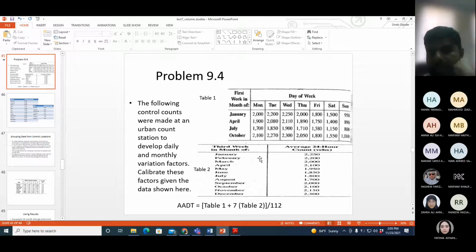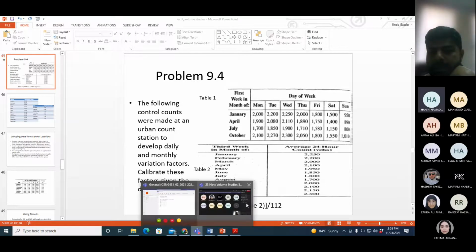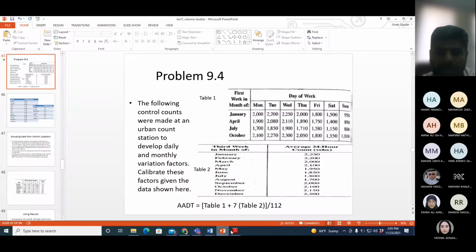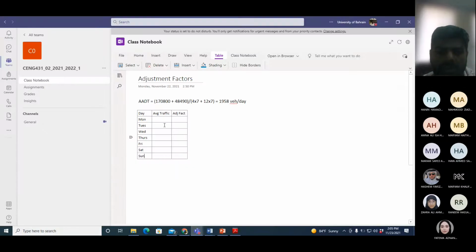So 7 into 12 plus the data from the first table, which is 7 into 4, 7 days again, and only for 4 months. So 7 into 4 plus 7 into 12, the total will be 112. Did you get it? Yes, clear. Thank you.